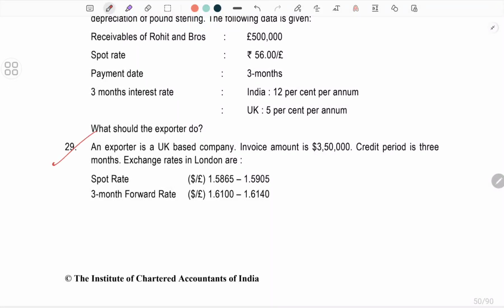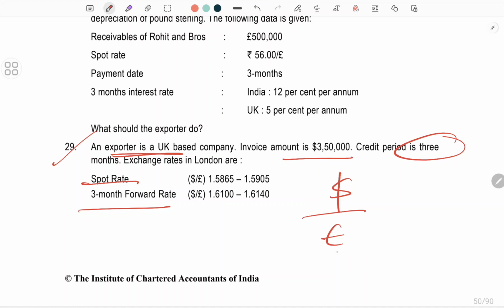Question number 29. An exporter is a UK based company. The invoice amount is $350,000. The credit period is 3 months. Spot and 3-month forward rates are given to you. This is a dollar by pound quote, and this time both bid and ask are given.